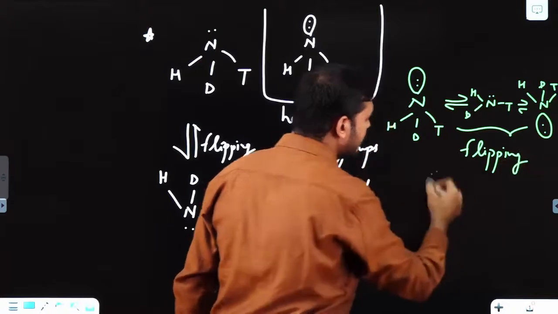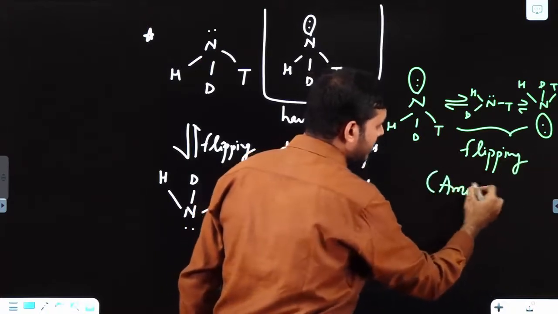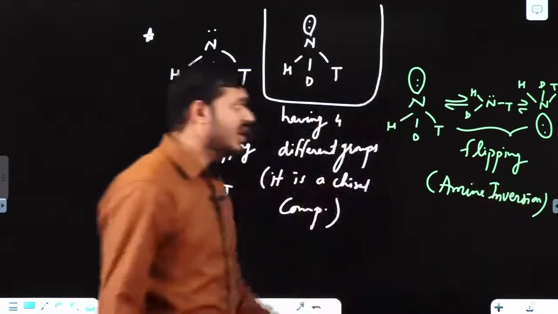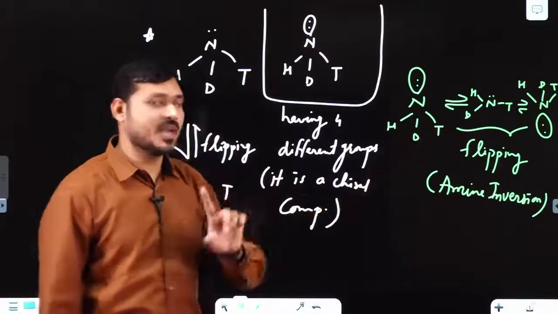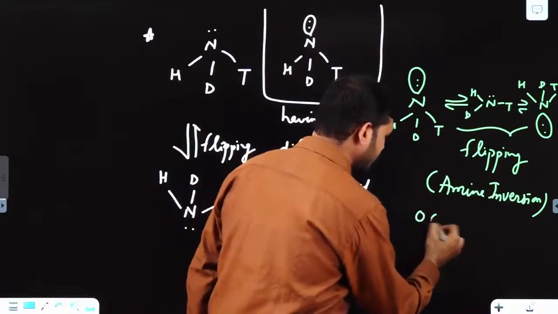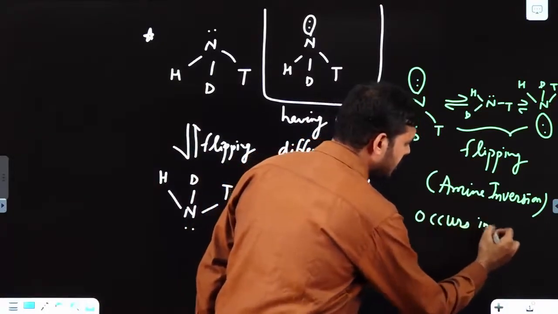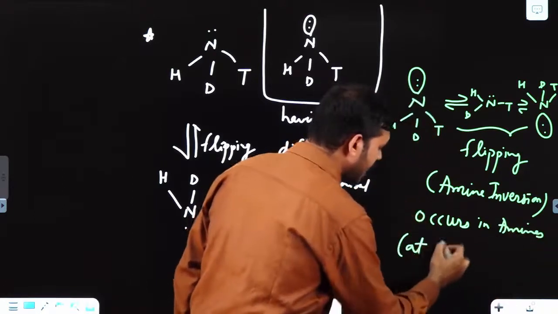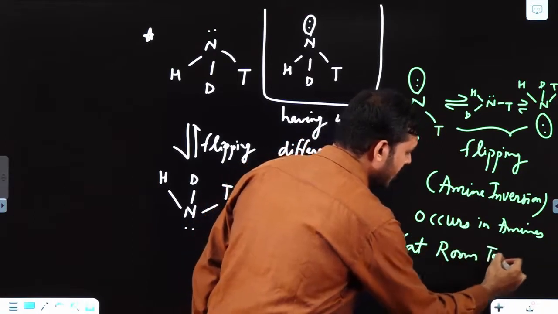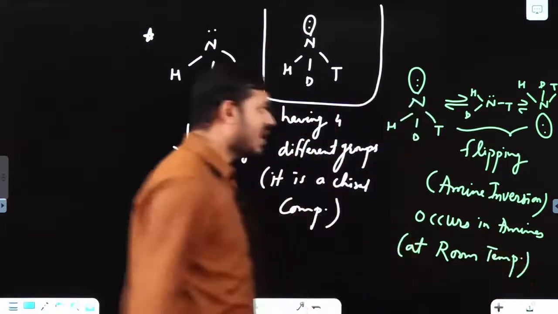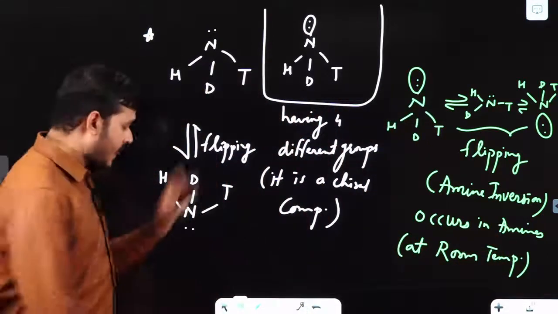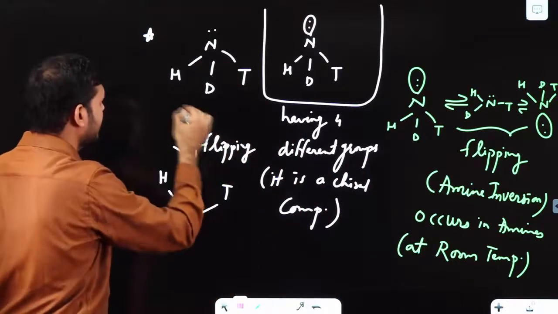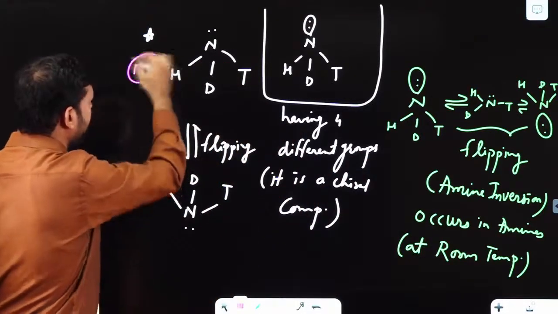This is also called amine inversion. Now, it occurs on a continuous basis at room temperature only. It occurs in amines at room temperature. So now, dear students, you can understand, if I ask whether this given compound is resolvable or not, it will not be resolvable, non-resolvable.